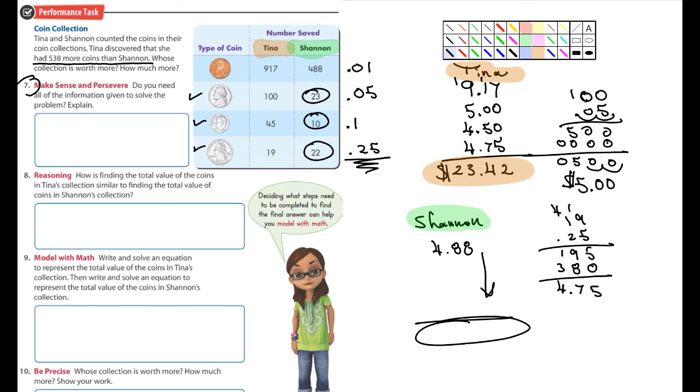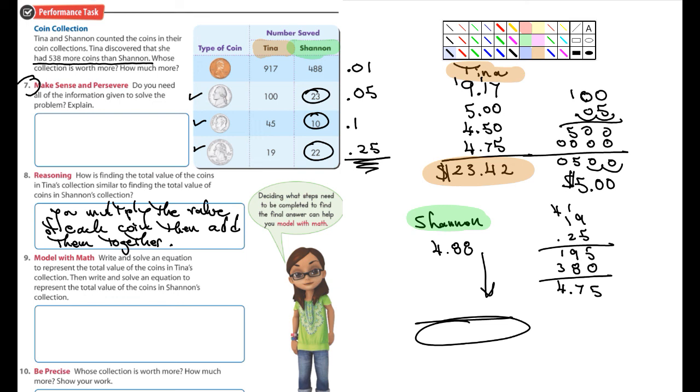Well, let's see here. You multiply the value of each coin, then add them together. So we're just going to solve it the same way. Of course, we'll come out with a different answer.